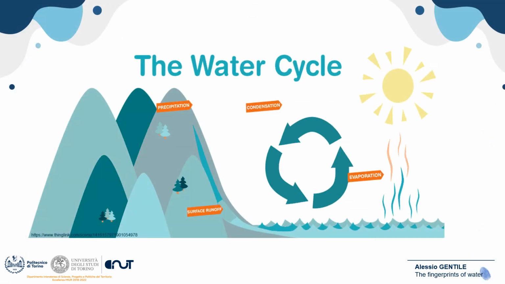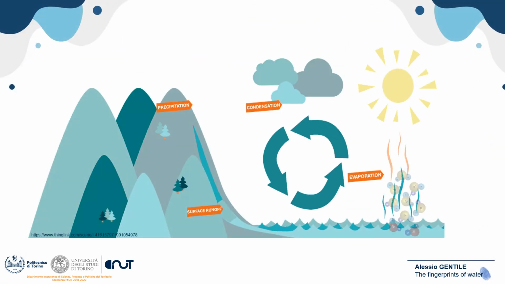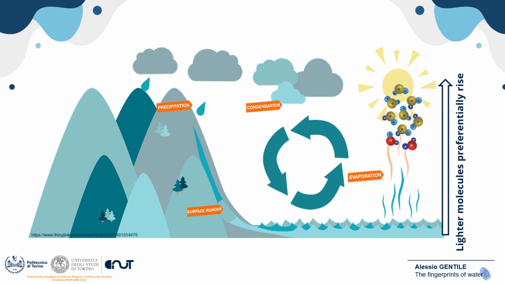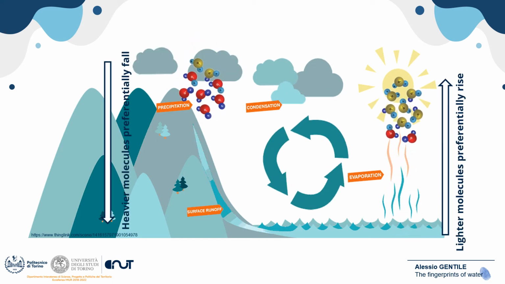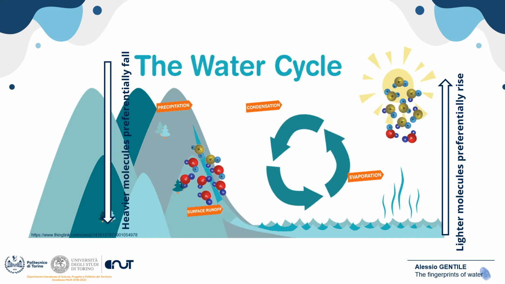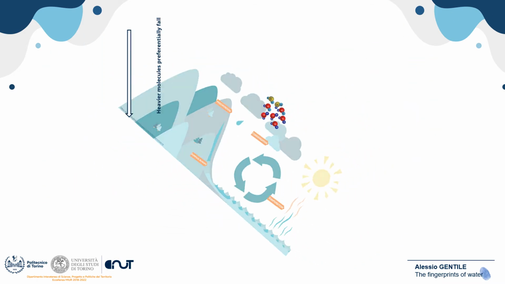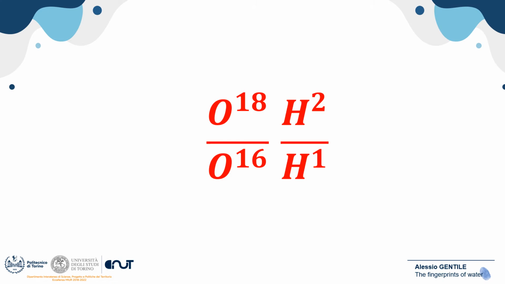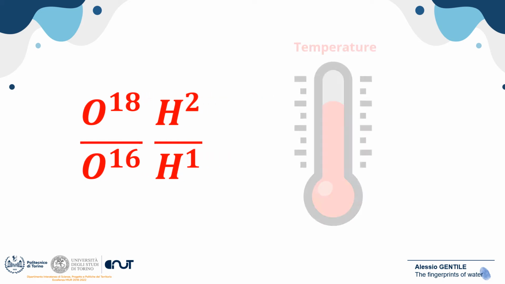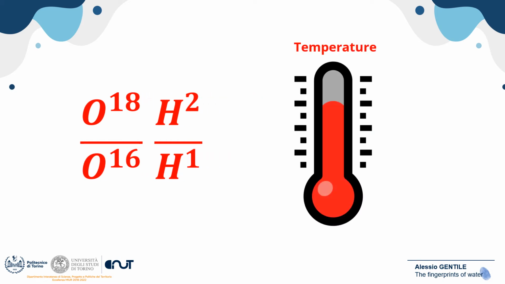The main consequence is that when water evaporates, lighter molecules preferentially rise, while when it rains, heavier molecules preferentially fall. And depending on this repeated phenomenon of evaporation and condensation, precipitation water will have a different isotopic composition. In particular, by calculating the ratio between heavier and lighter isotopes, it is possible to understand the route of water. Keep in mind that these ratios are highly dependent on temperature.